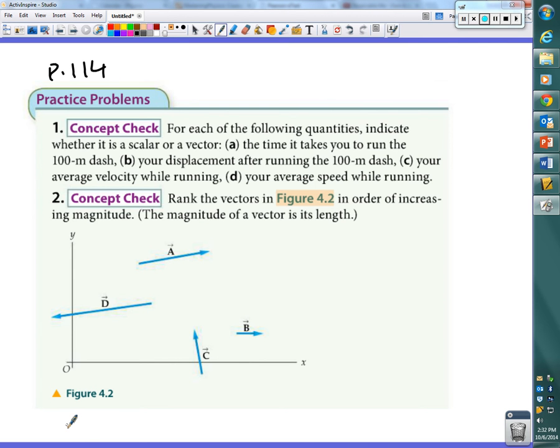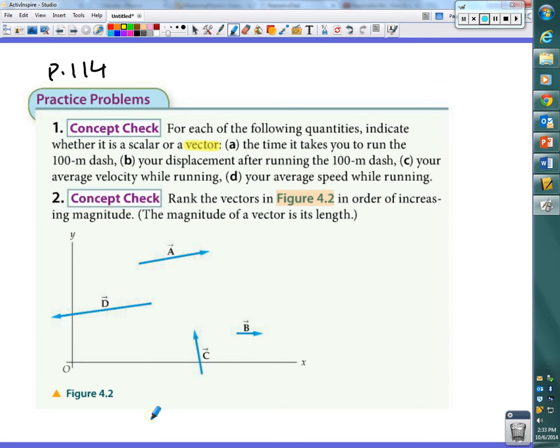All right, so number 1 says, for each of the following quantities, indicate whether it's a scalar or a vector. We talked about the differences between scalar and vector back in chapter 2. That concept does not change. All the things that were scalar back in chapter 2 and chapter 3 are still scalar. All the things that were vector back in chapter 2 and chapter 3 are still vectors. So, let's talk about the vectors first. I'll give you a hint. 2 out of the 4 are vectors. Which ones are the vectors?